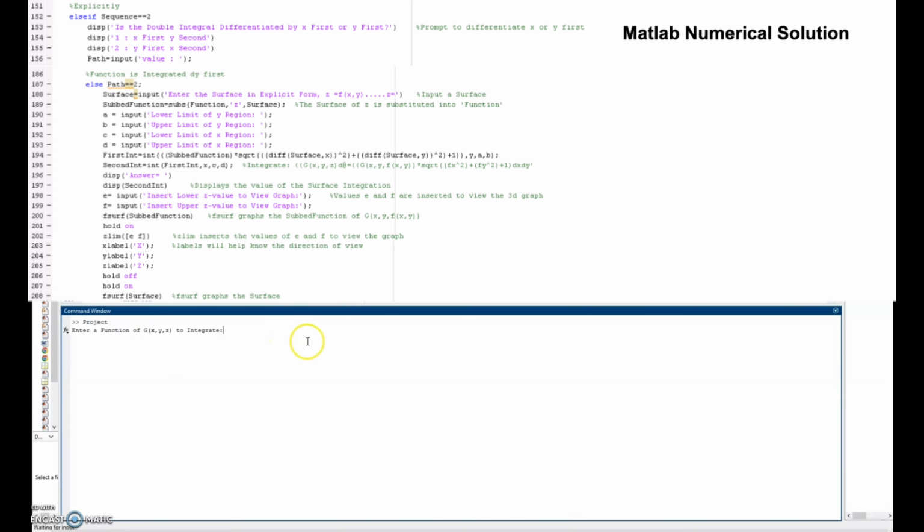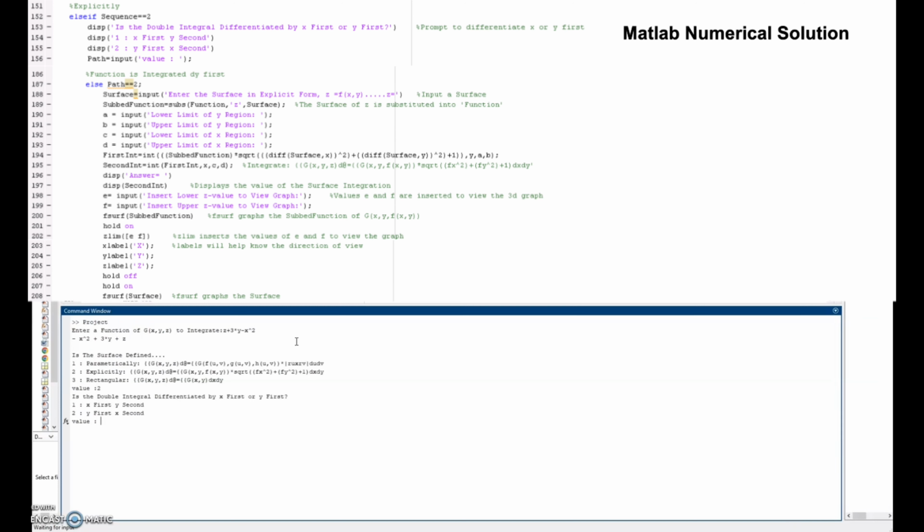Using Matlab to solve the problem, we'll input the function of z plus 3y minus x squared. The script directs us to a prompt of how to define the surface integration. We will input 2 for the explicit surface. The next prompt is whether the user would like to integrate x or y first. Typically it doesn't matter, but Matlab would incorrectly integrate if a region was bounded by a function of x or y with the wrong order. We will follow dy first.